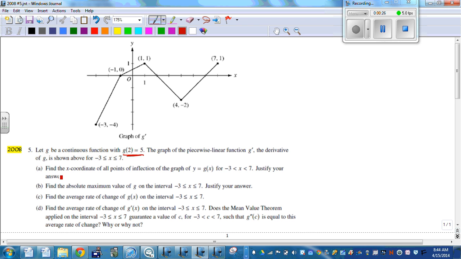Part A asks us to find the x-coordinate of all the points of inflection of the graph of y equals g of x, so not this graph, but the original graph, on the interval from -3 to 7, and we need to justify our answer. So we have to back up our answer after we figure it out. So first step, we need to figure out what do we know about inflection points? How do we figure out when those occur? Just in general, forget this problem, but just what have you learned? Hopefully you've learned something from me about inflection points.